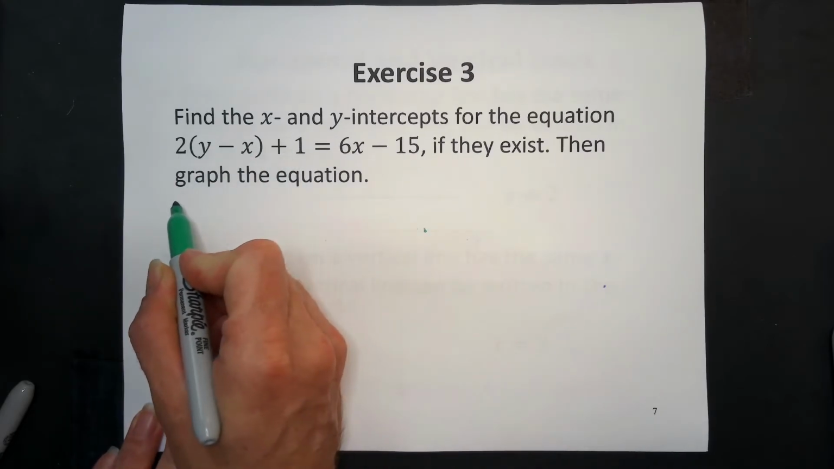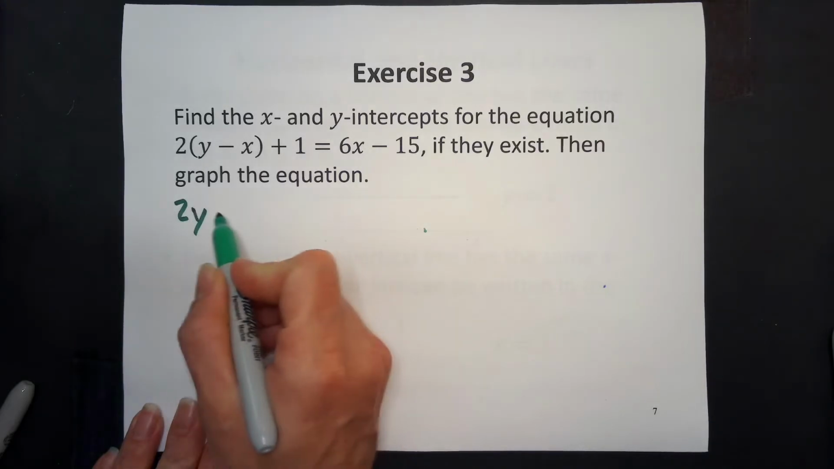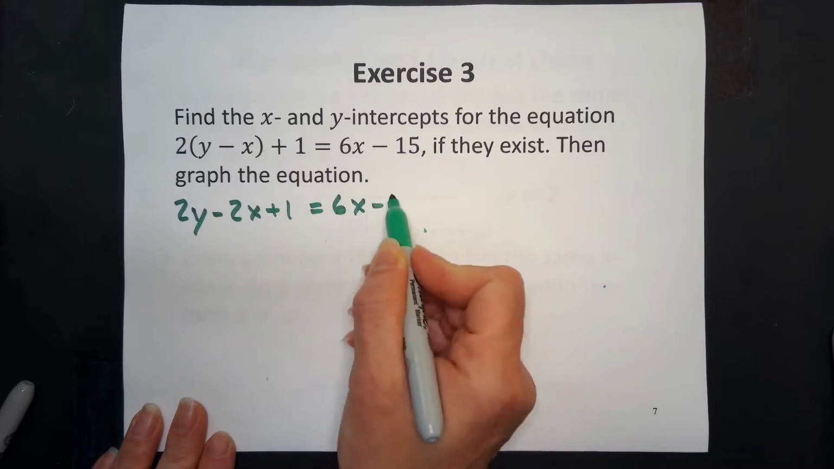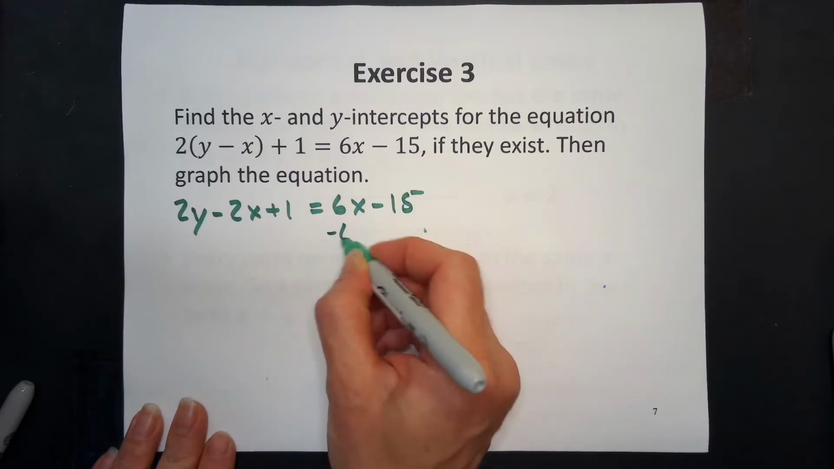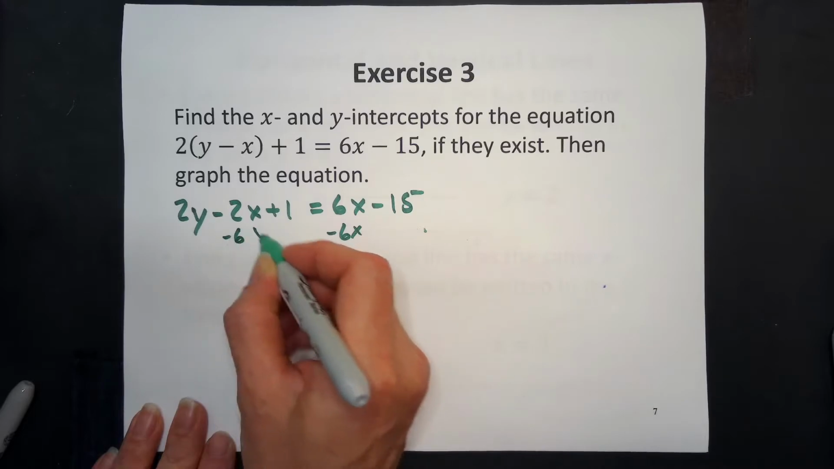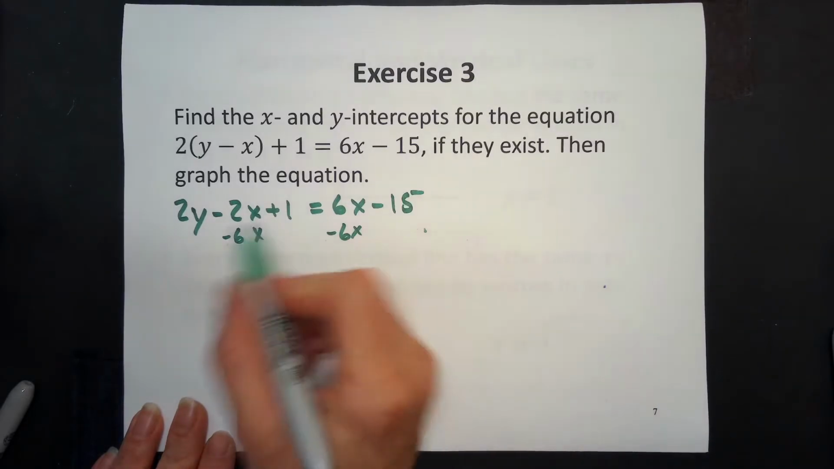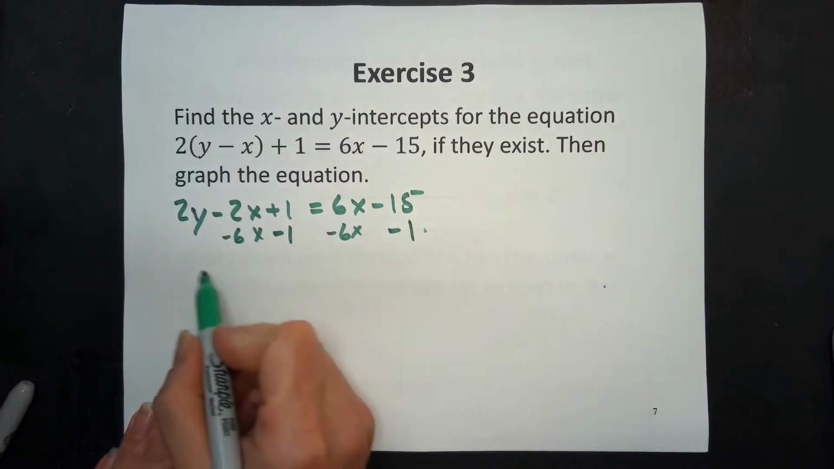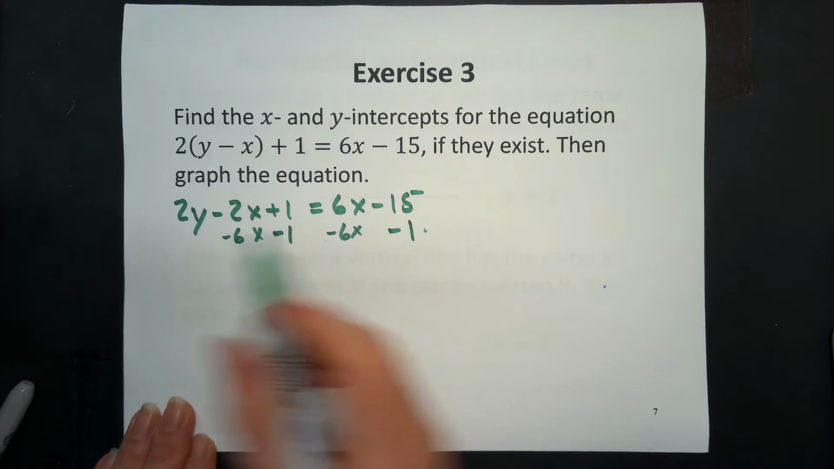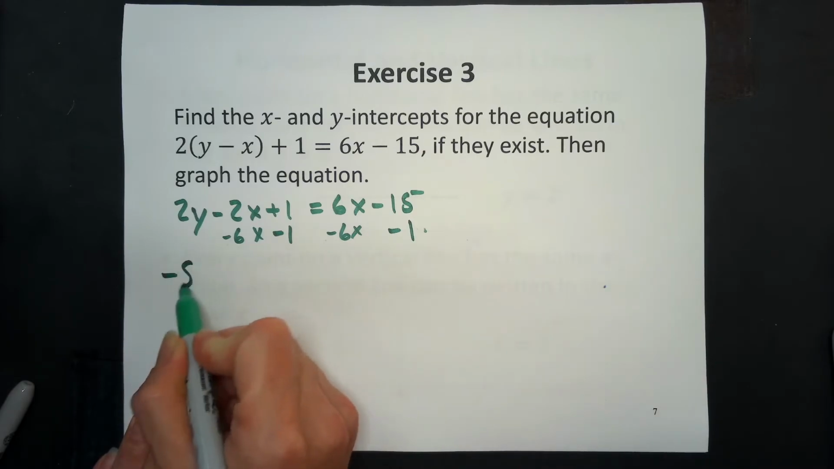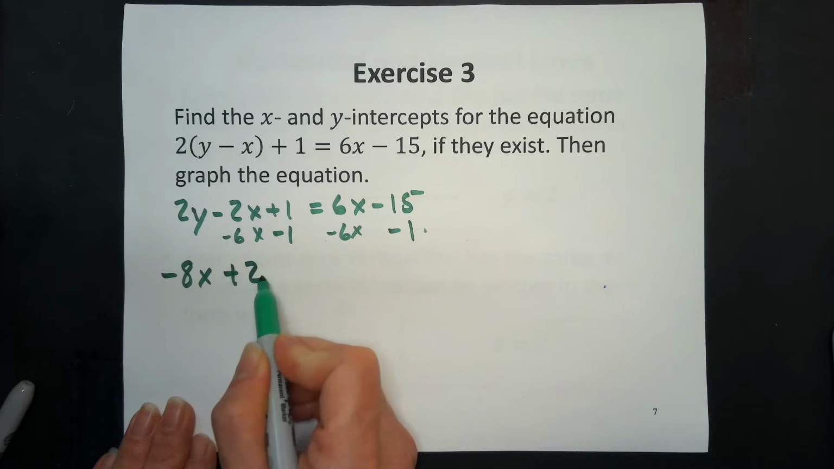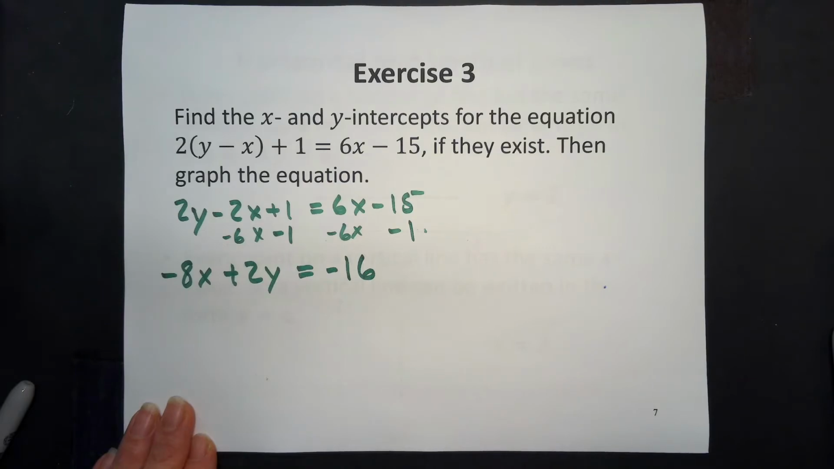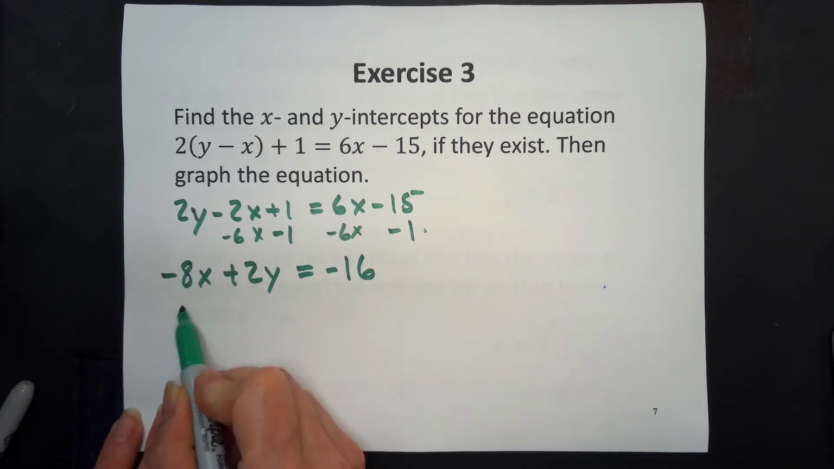So I'm going to say this is 2 times y, which is 2y, minus 2x plus 1 equals 6x minus 15. I'm going to subtract 6x from both sides to get it on the left, so my x and y is on the left. And then I'm also going to subtract 1 from both sides. And I want to write my x's first so it matches the pattern. So I'm going to say negative 8x plus 2y equals negative 16. So now we can do the cover-up method.